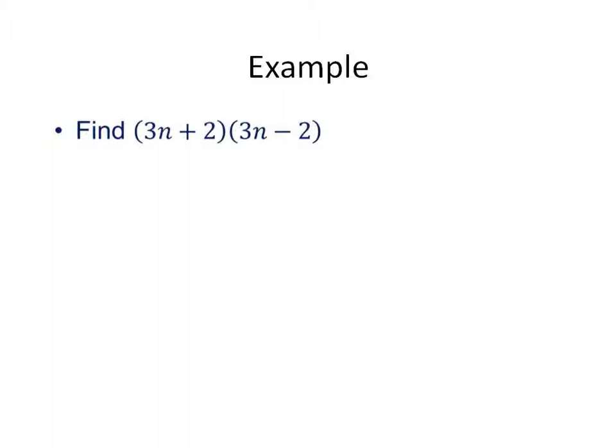So one more to look at. So first of all, you do need to realize this is the product of a sum and a difference. The only thing that's different is those signs in the middle. Okay, so we're going to do first 9n squared, and then we're going to realize that negative 6n and positive 6n are going to cancel, and we're going to end then with a minus 4.